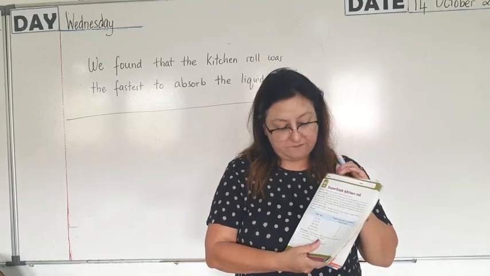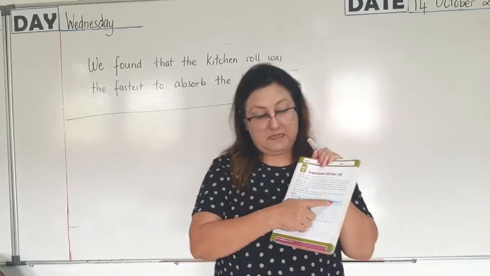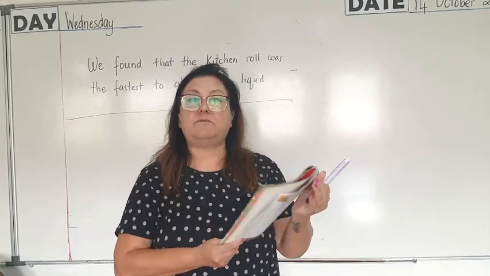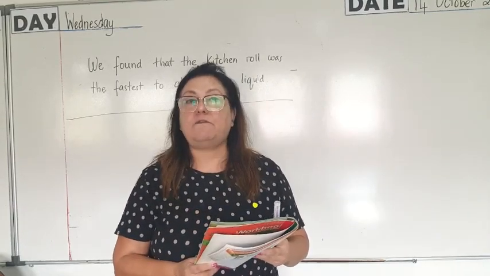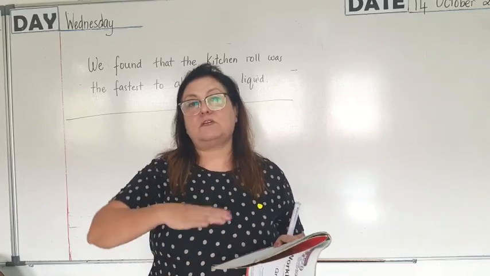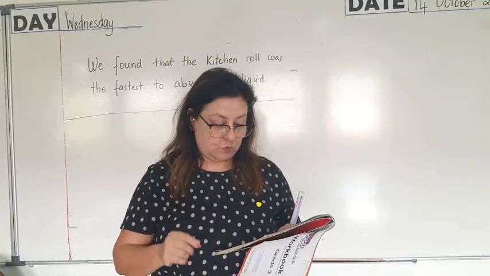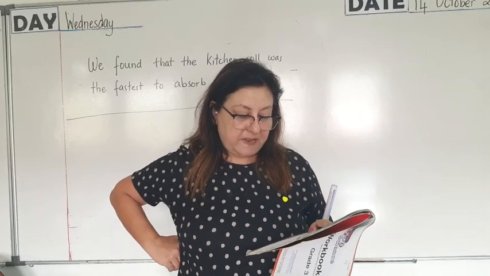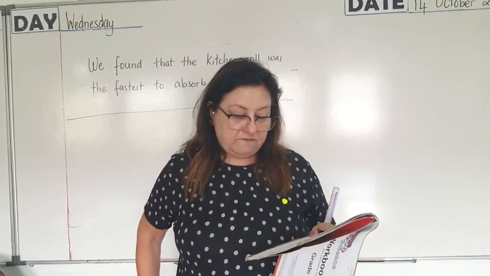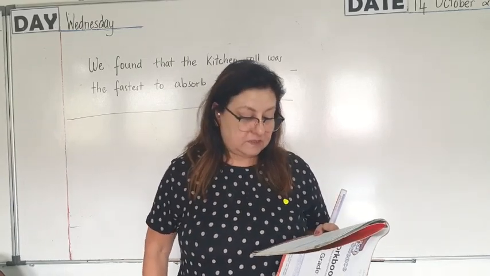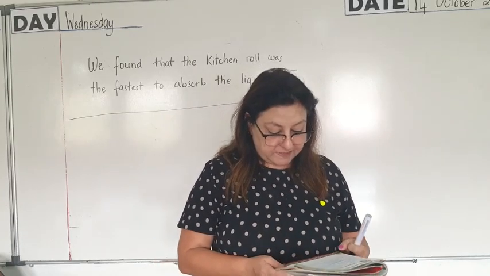Again we have the table with the different kinds of paper and how far the water traveled up when it was soaked. Now the conclusion: the best paper to absorb liquid fastest was the kitchen roll because it is thick. This is what we predicted.